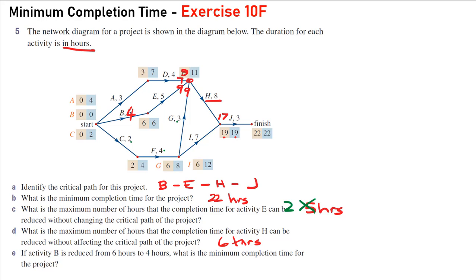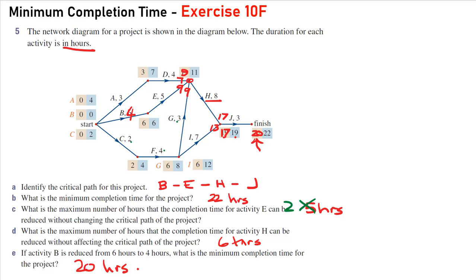Going along this path from before, this is going to be 13. So this number is going to be the largest of the two numbers coming into that junction, so that will be 17. And J takes 3 hours, so by reducing that by 2 hours, this will remain the critical path, even though there is another path here that could be the critical path as well. But it's reduced by 2 hours. So what is the completion time of the project? That would be 20 hours.